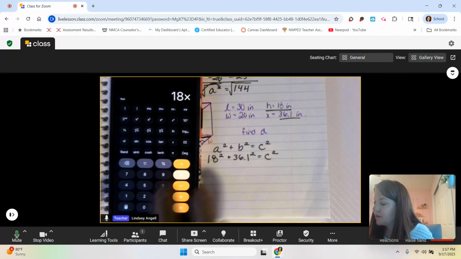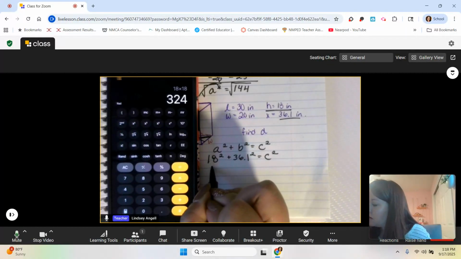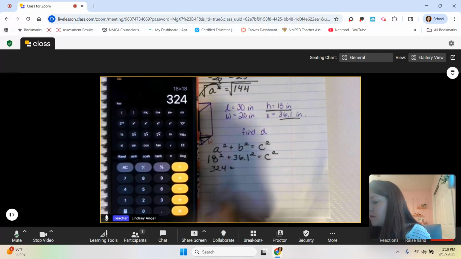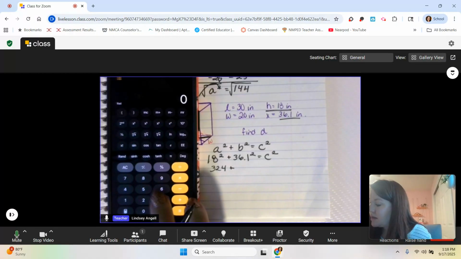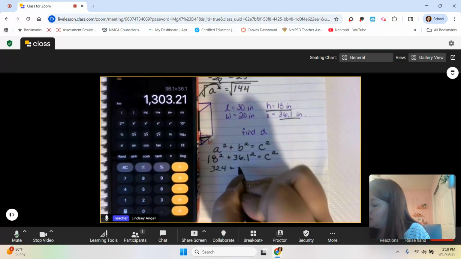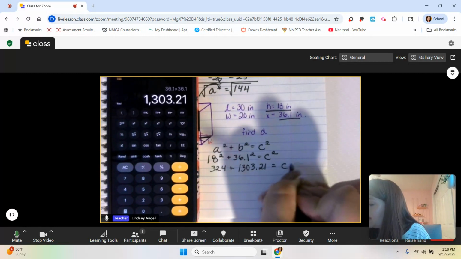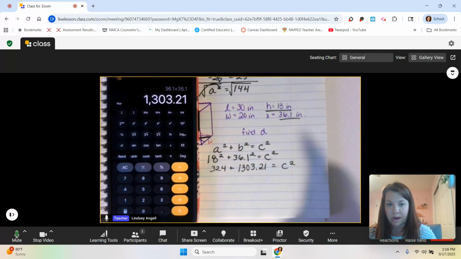Well, 18 squared, that's the same thing as 18 times 18. That gives me 324. Okay, I'll clear that out. Then I've got 36.1 times 36.1, or I could have used my square button. So 1,303.21, and that's still equal to C squared.